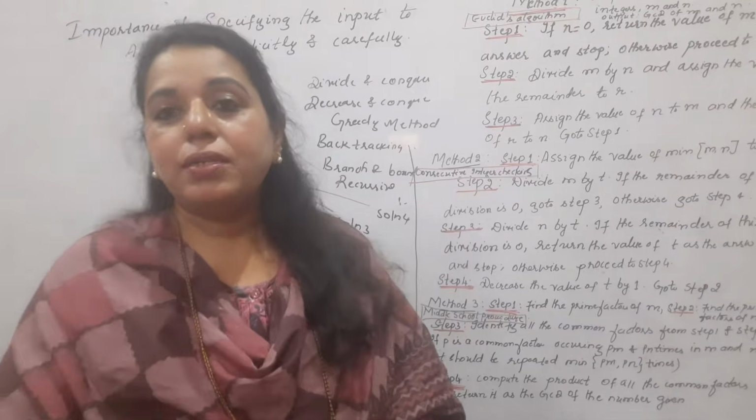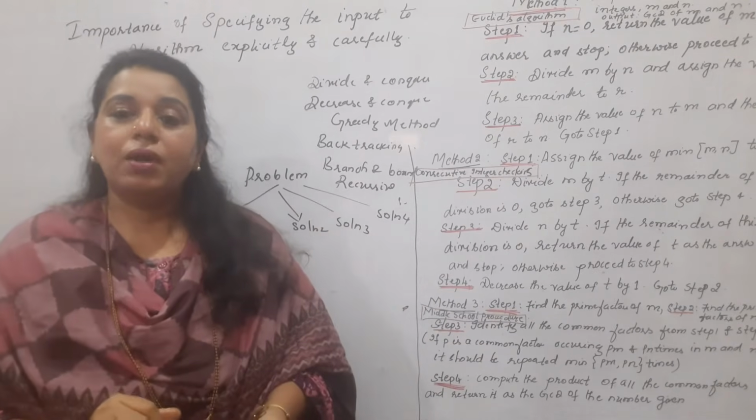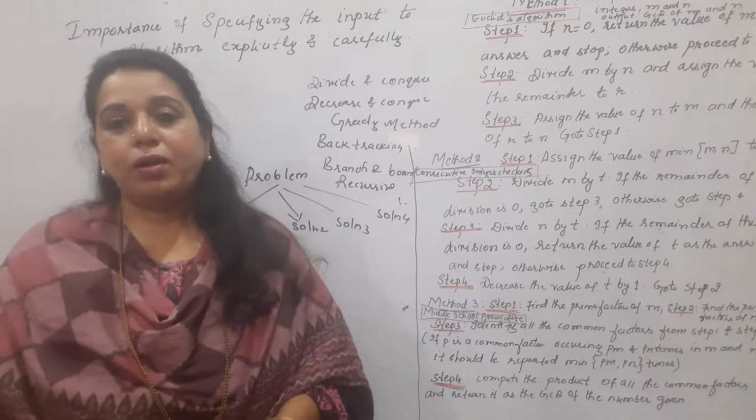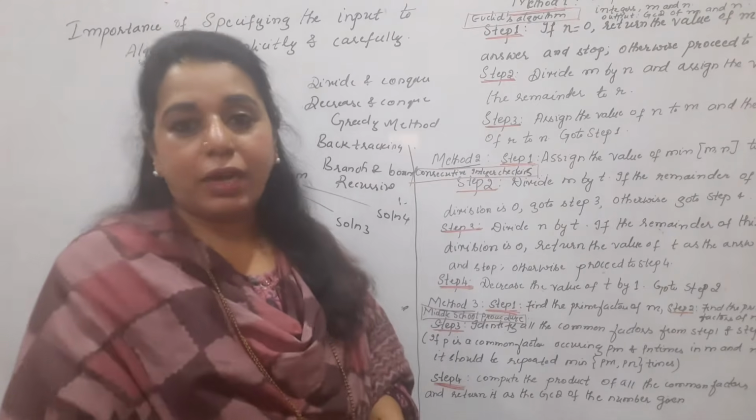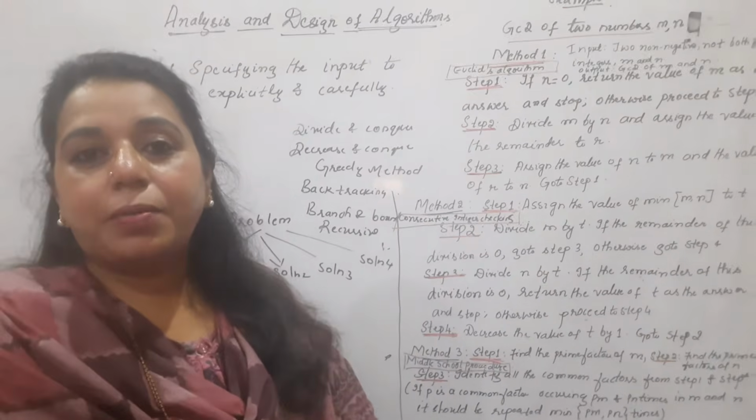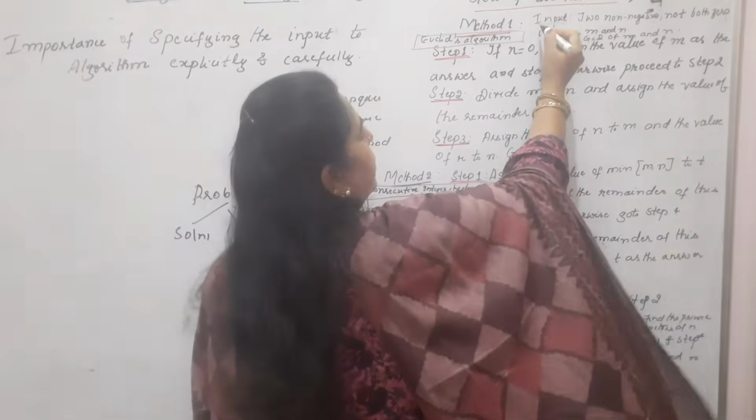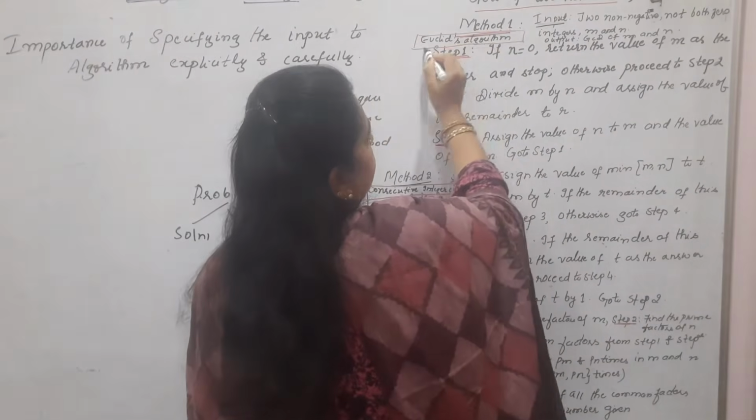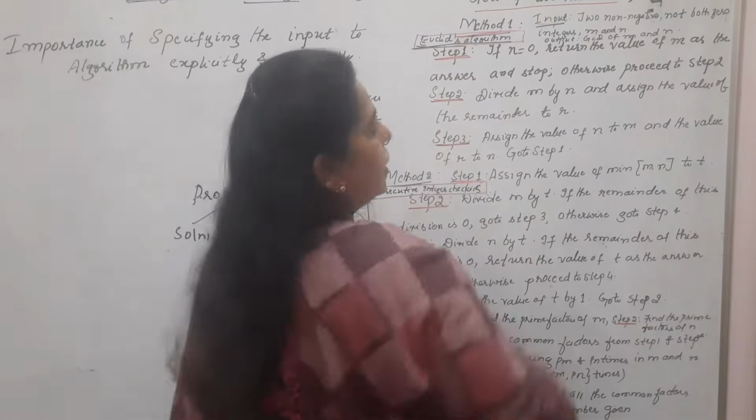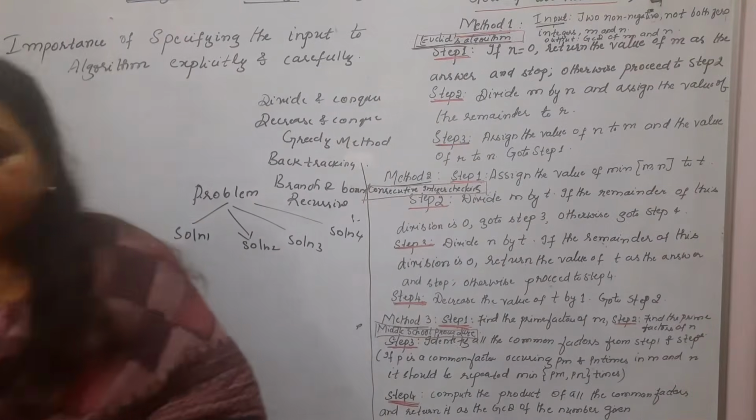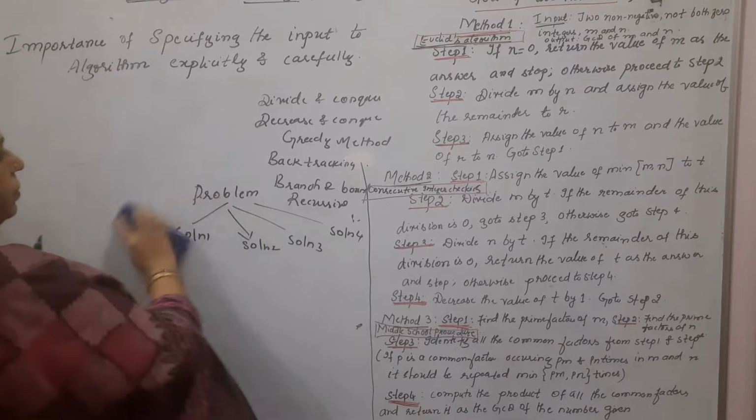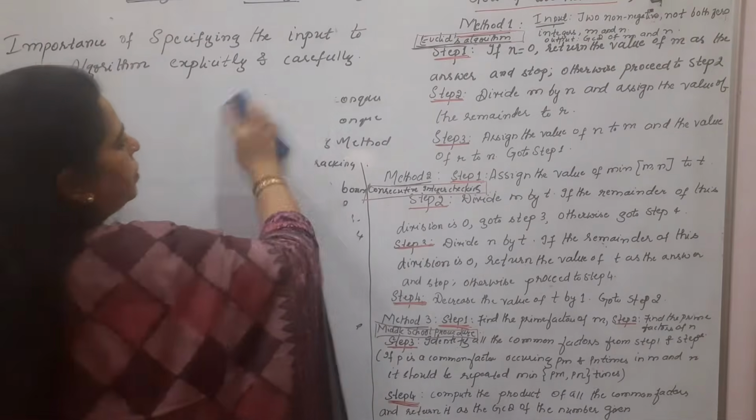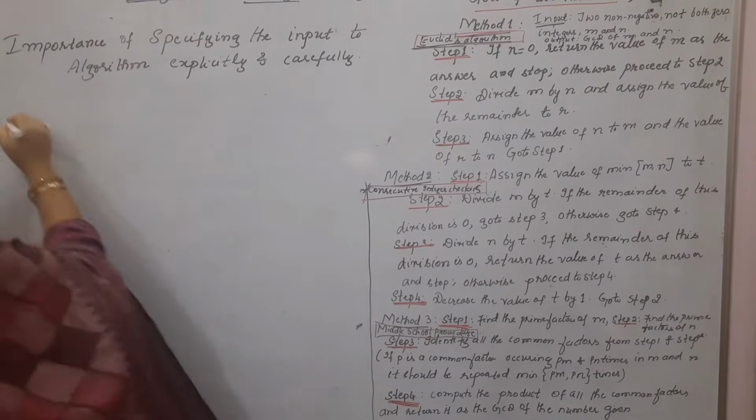The first method is Euclid's algorithm, which is a popular method to find the GCD of two numbers. I have mentioned the different steps here. Look at the first line, input, here it is mentioned. For the first method, Euclid's algorithm, let me parallelly write and explain this with an example so that it will be much clearer to you all.